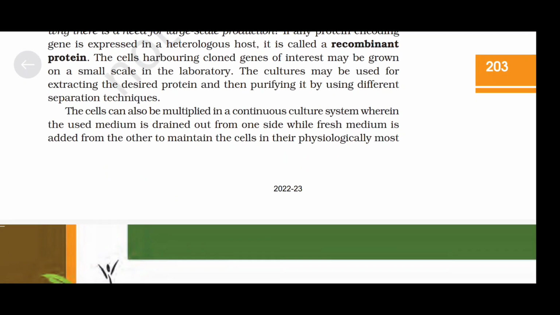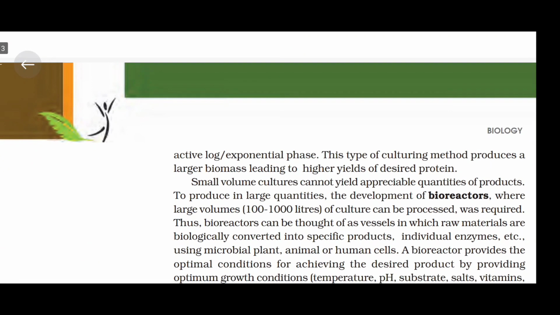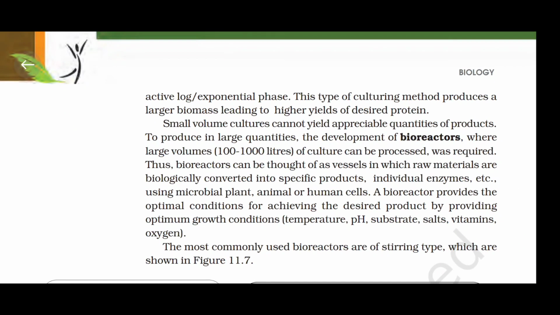The cells can also be multiplied in a continuous culture system wherein the used medium is drained out from one side while fresh medium is added from the other to maintain the cells in their physiologically most active log or exponential phase. This type of culturing method produces a larger biomass leading to higher yields of desired protein. Small volume cultures cannot yield appreciable quantities of products.